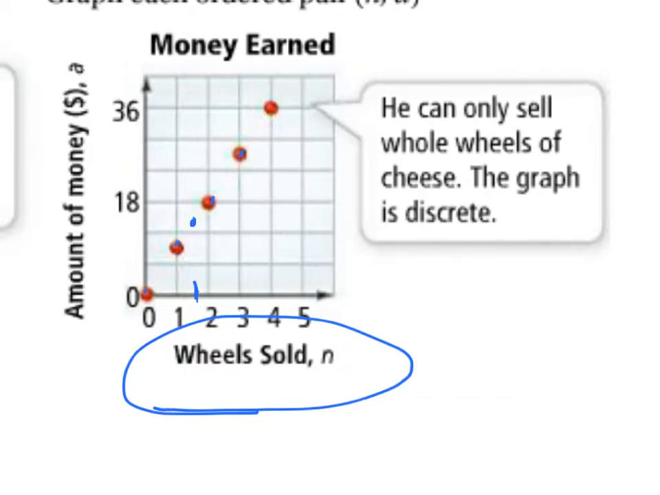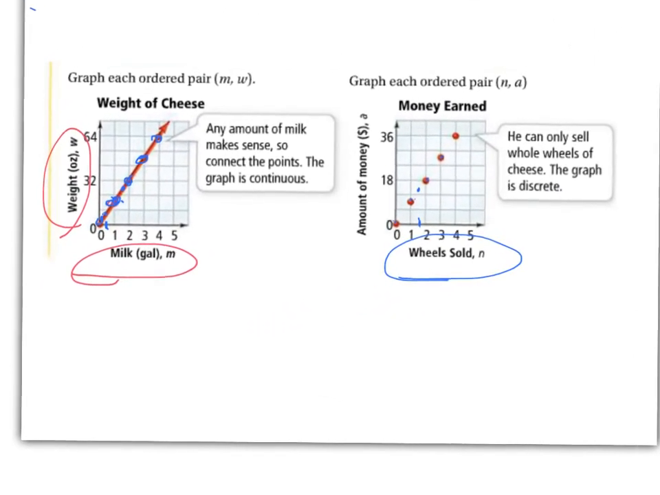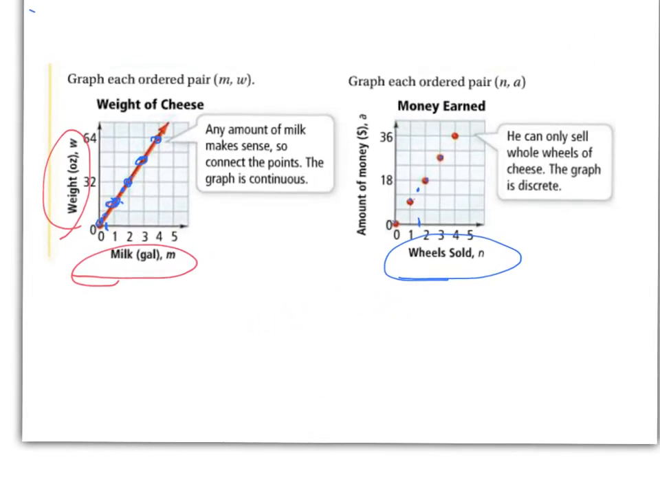So in that situation, you just graph the discrete points, and you don't connect the lines because 1.5 doesn't really make sense. 1 3/4 doesn't really make sense. So that's kind of the difference in situations when you have a continuous graph, like here on the left, that's continuous, and a discrete graph here on the right. It all has to do with what the situation is.